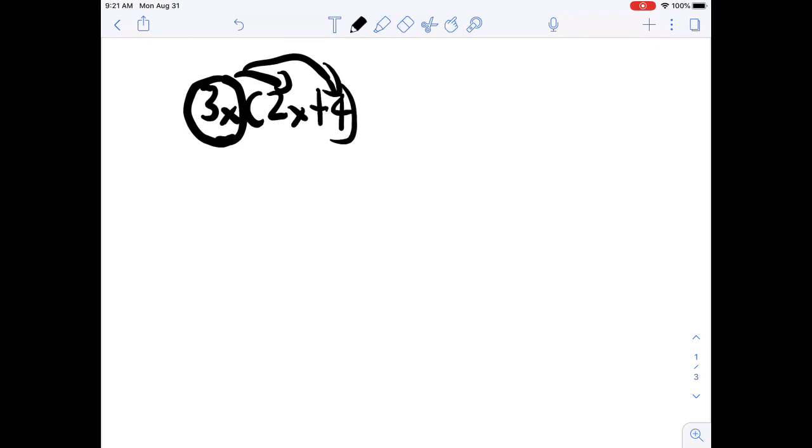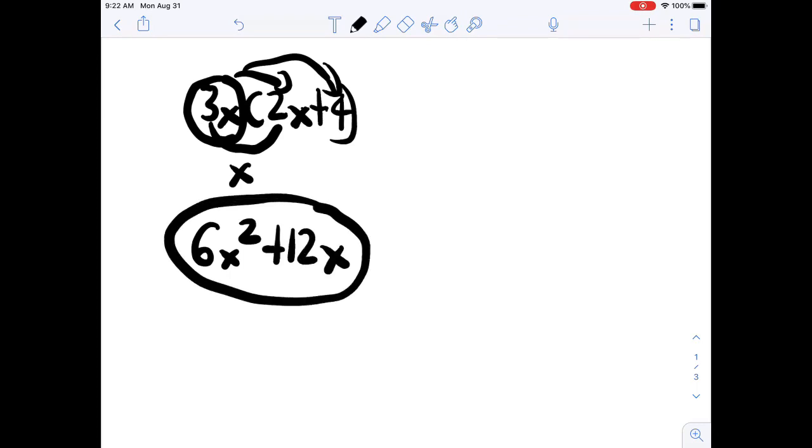And in the previous unit, in prime factorization and exponents, we learned that when multiplying two terms, we multiply the coefficients, and so we get 6. And then we add the exponents on the variables, because 3x and 2x both have the same variable, and we get 6x squared, because the exponent on both x's is 1. And then 3x times 4 is 12x. So 6x squared plus 12x.